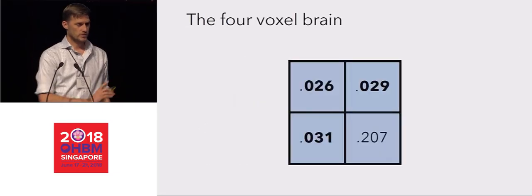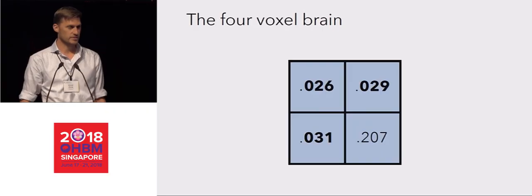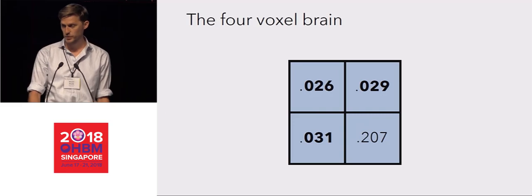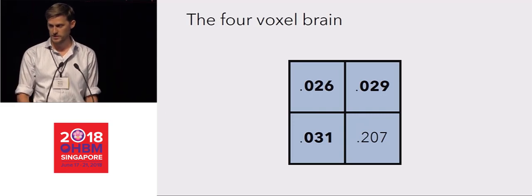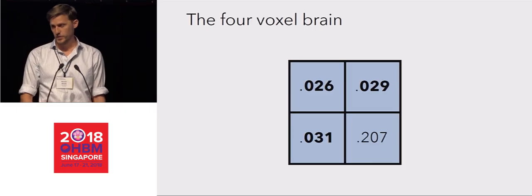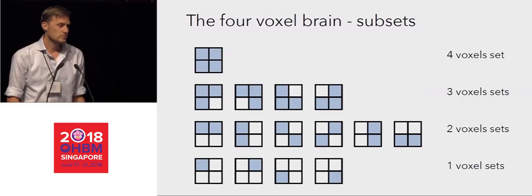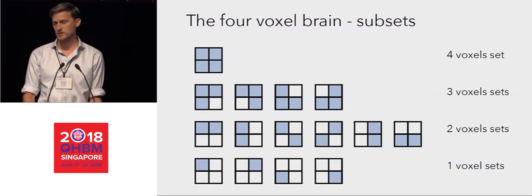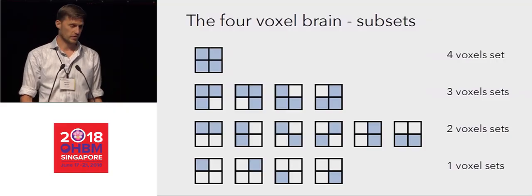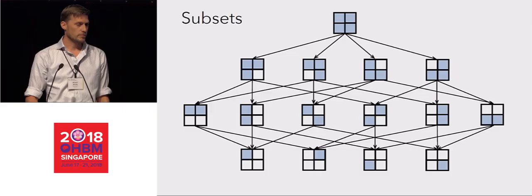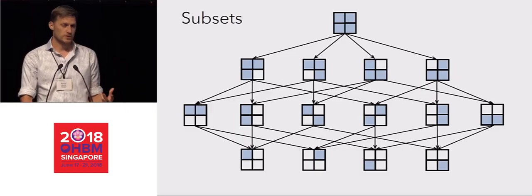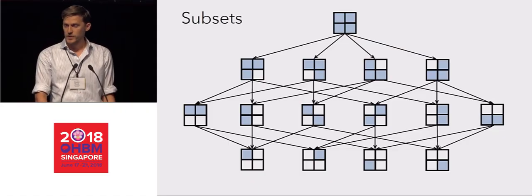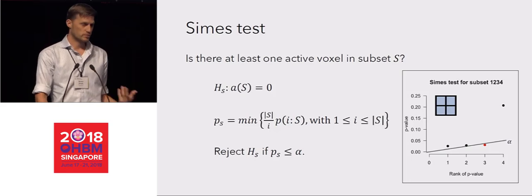I'm going to show you the 4-voxel brain. This is a brain consisting of 4 voxels, where 3 of the voxels are significantly active. You can see the p-values in bold there, and you have 1 voxel that is not active, that has a larger p-value than 0.05. And this brain, we can divide into all the possible subsets of these 4 voxels. So we have 3-voxel sets in the second row, 2-voxel sets, and 1-voxel sets. And we can describe these in a sort of hierarchical structure which shows all the subsets and the supersets and their dependencies.